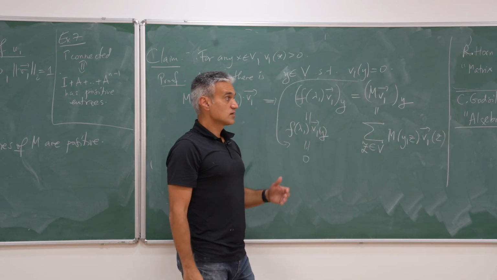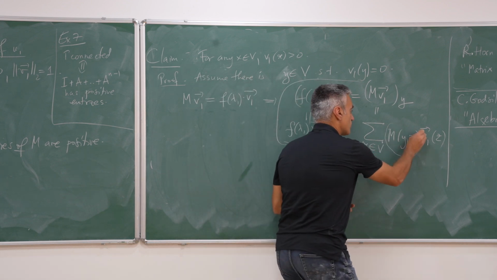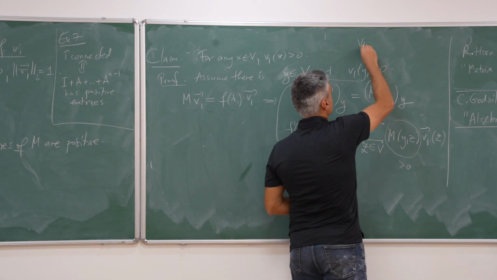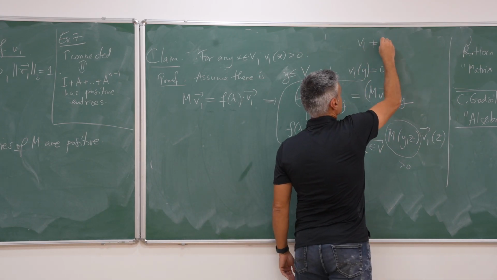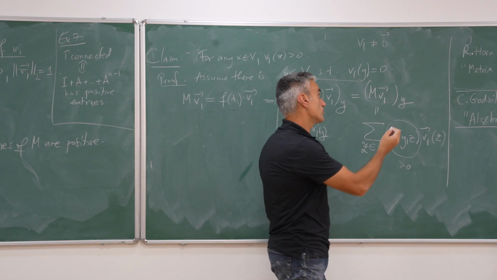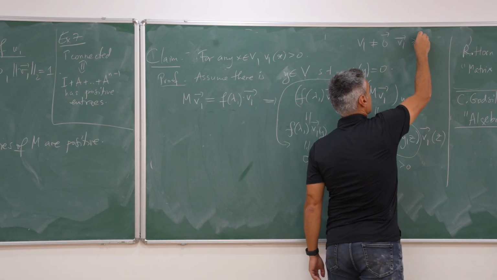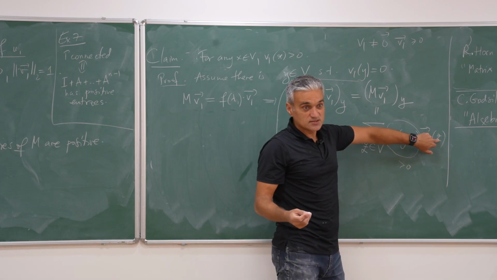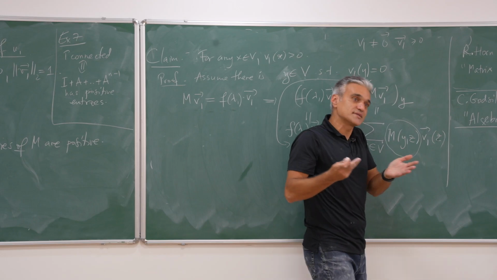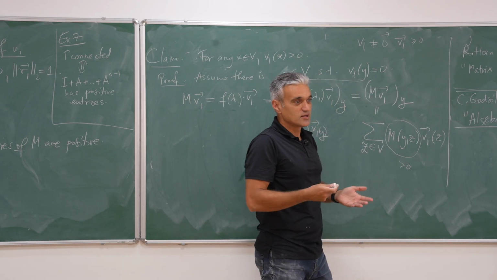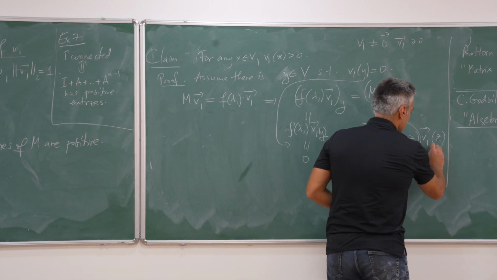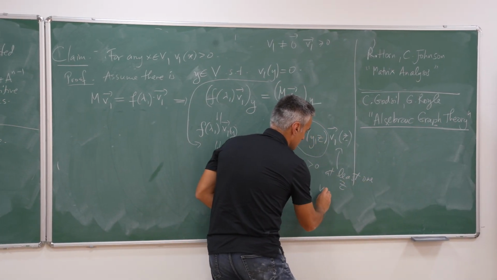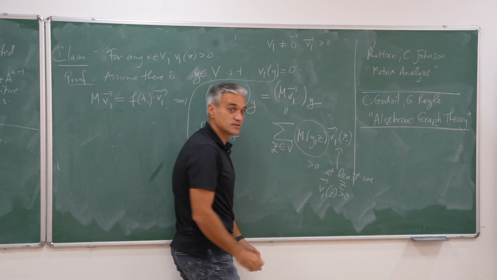Now, every one of these entries is positive. But V1 is not a 0 vector, and V1 is also greater or equal to 0. So there's going to be one of these z's, not all, at the end all of them are positive, but at this point you only know that at least one of them is positive. So at least one z has V1 of z positive.